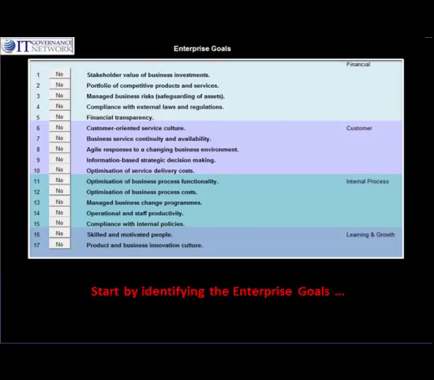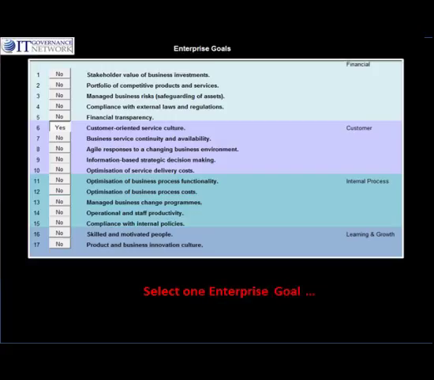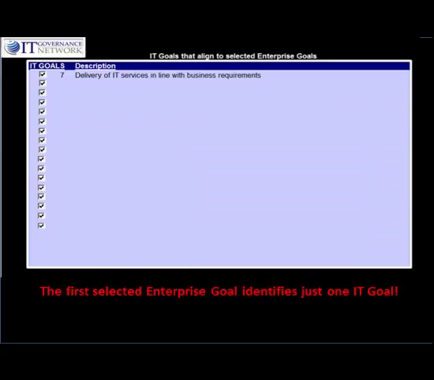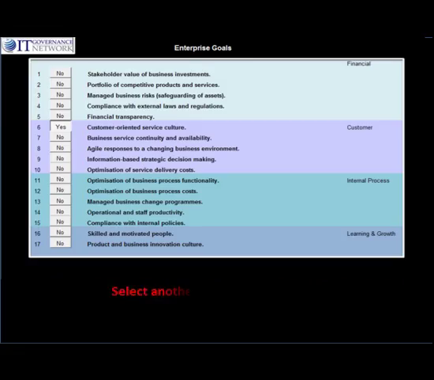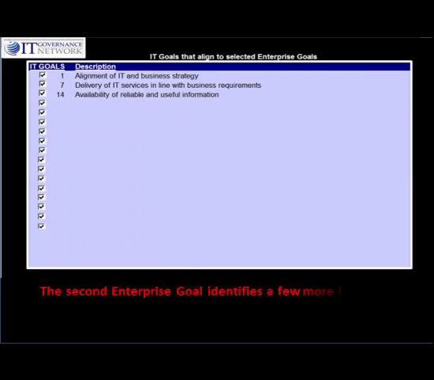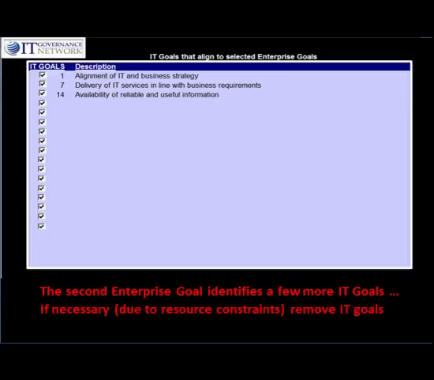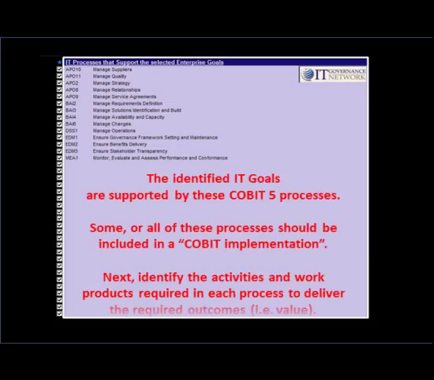Start by identifying the enterprise goals. Select one enterprise goal. The first selected enterprise goal identifies just one IT goal. Select another enterprise goal. The second enterprise goal identifies a few more IT goals. If necessary, due to resource constraints, remove some of the IT goals that have been identified. The result is a list of IT processes that support the achievement of the identified IT goals. Some or all of these processes should be included in a COBIT implementation. Next, identify the activities and work products required in each process to deliver the required outcomes.